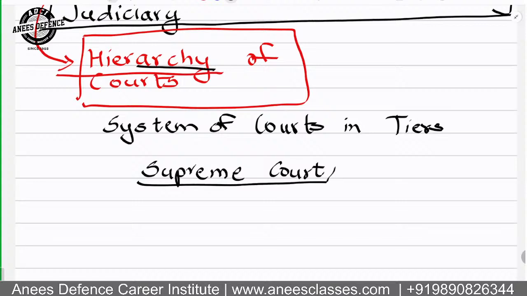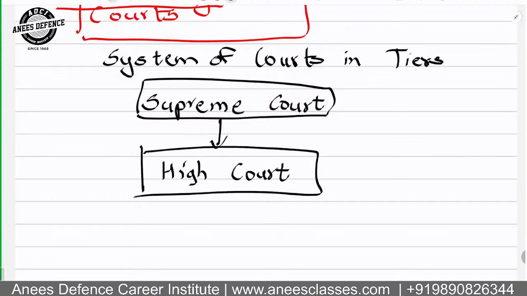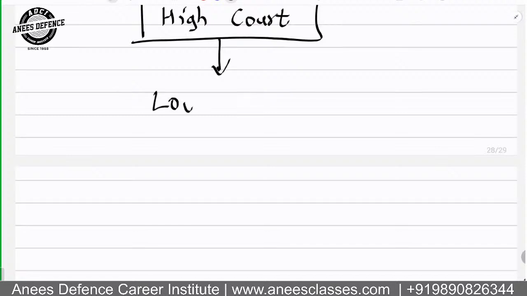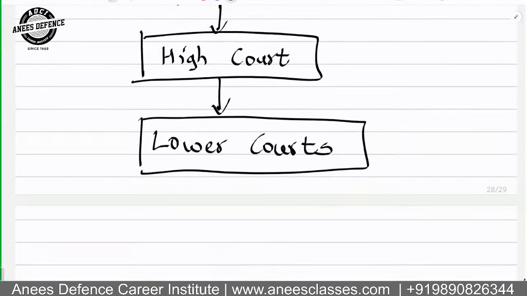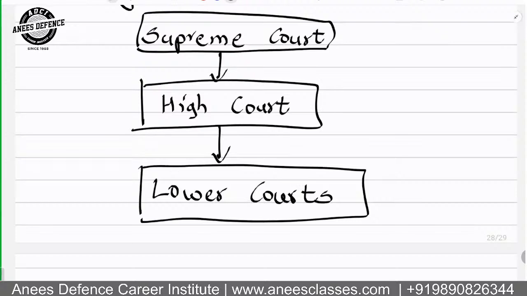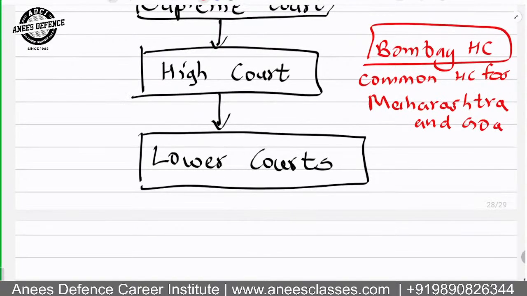Supreme Court, then High Court, then lower courts. Is it necessary to have one high court for each state? No, sir. Actually, the constitution prescribes that there should be a high court for each state. But in some cases, there's a common high court for two or more states. Bombay High Court is a common high court for Maharashtra and Goa. Similarly, Punjab and Haryana have a single high court.